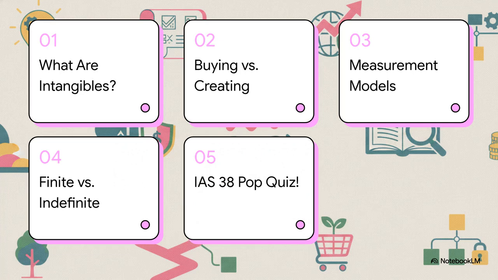Okay, let's take a quick look at our syllabus for today. First, we'll cover what intangible assets actually are. Then, buying versus creating assets, measurement models, aging, so finite versus indefinite lives, and finally, we'll wrap up with a quick IAS 38 pop quiz to test your knowledge. Let's get right into it.